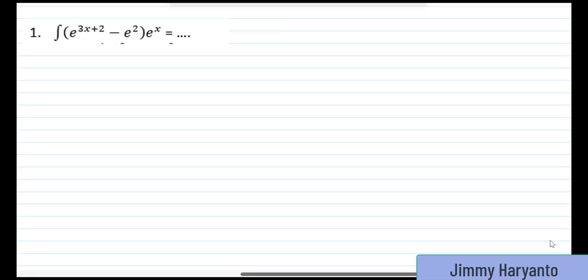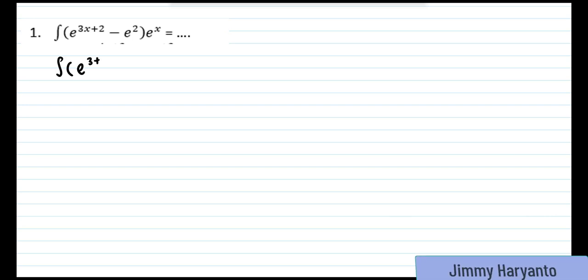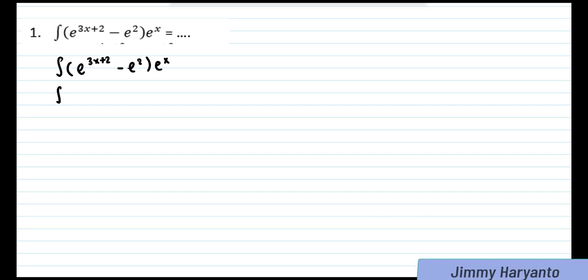Okay guys, this is your solution for your test. So for number 1, we have the integration of e to the power of 3x plus 2 minus e to the power of 2 times e to the power of x. So the trick is, if you have multiplication, I already told you that you have to multiply them first. So you have to multiply them like this.